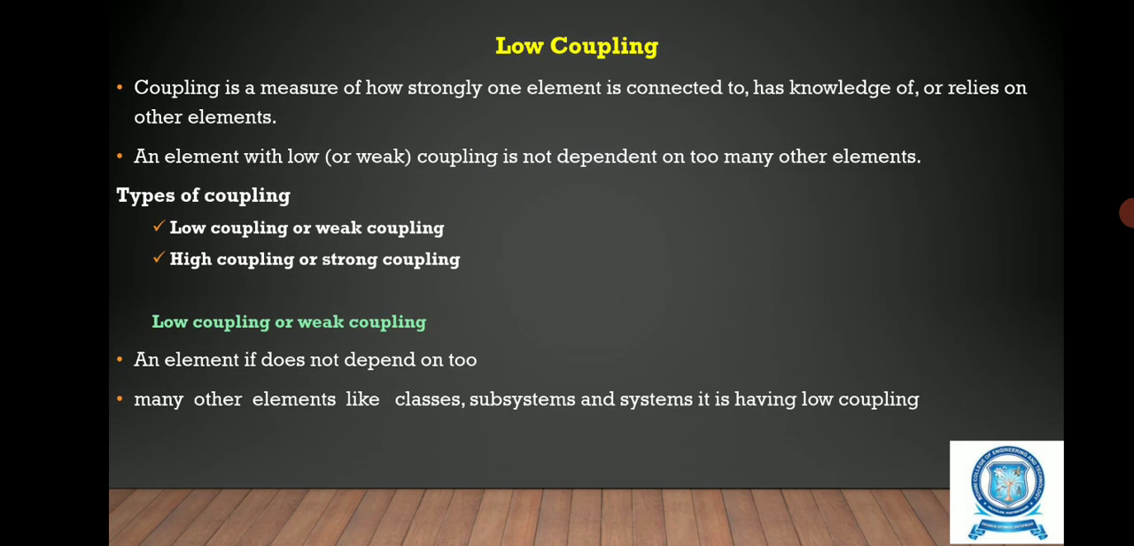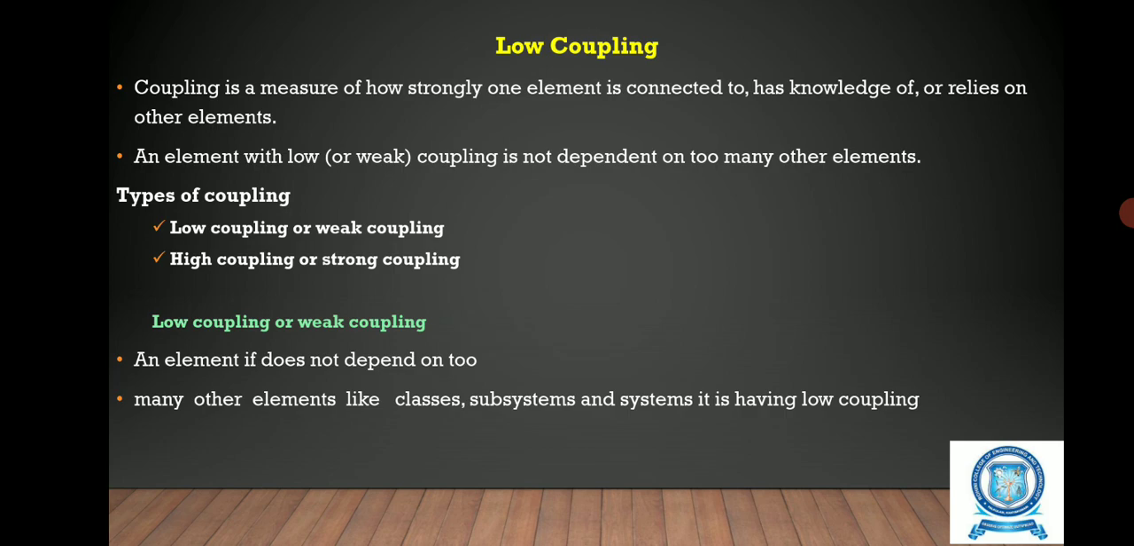So first let us know what is low coupling. Before that we have to know what is coupling. Coupling is a measure of how strongly one element is connected to, has knowledge of, or relies on another element. An element with low or weak coupling is not dependent on too many other elements. Types of coupling: low coupling or weak coupling, and high coupling or strong coupling.